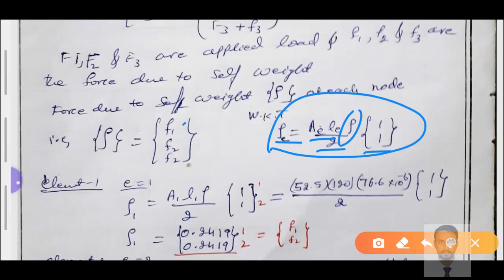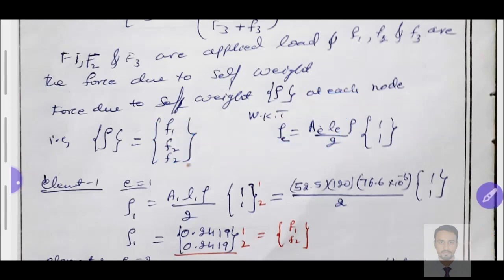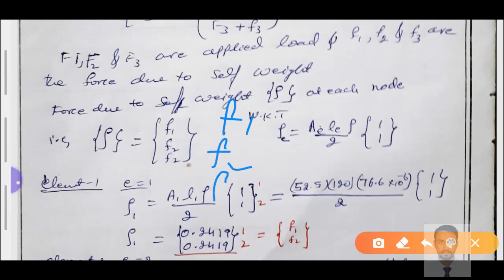Remember it. F1, F2, F3, small f1, f2, f3. Node number 1 force due to self weight. Force due to self weight at node number 2. Force due to self weight at node number 3. Actually I have written 2, now make the correction here. 3. This one is 3. F1, F2, F3. Make the correction of this one.